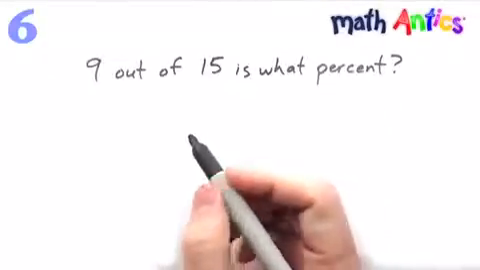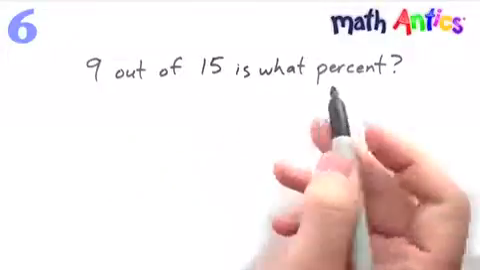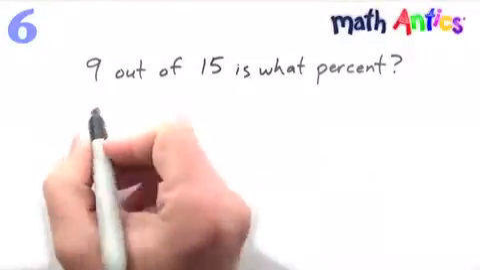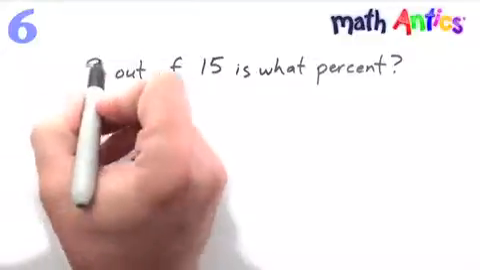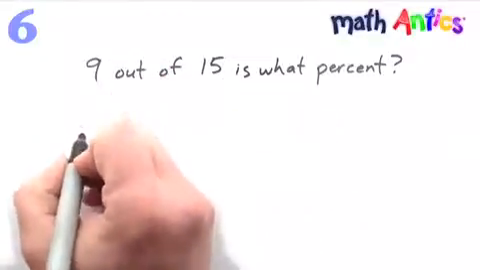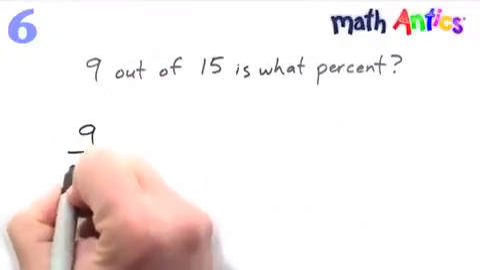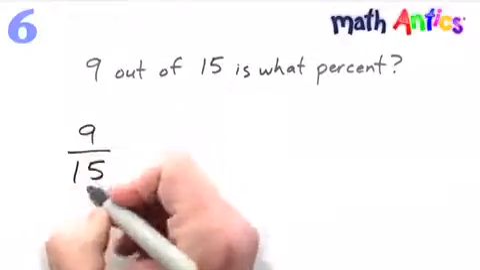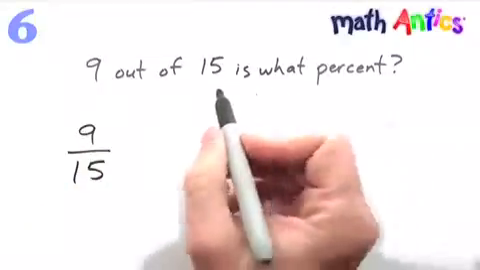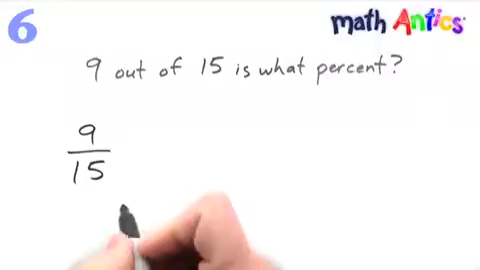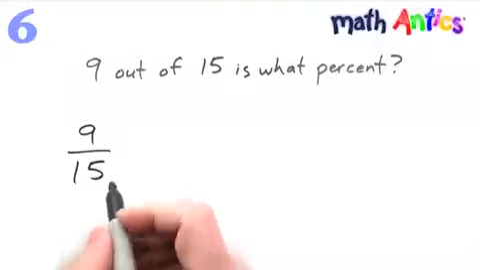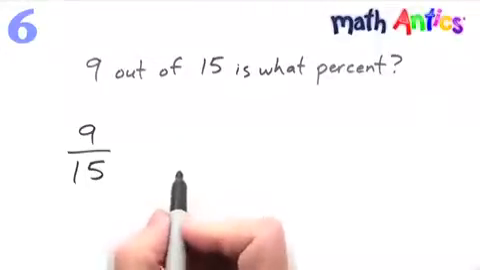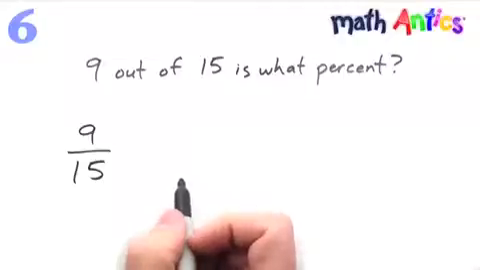For this problem, we have 9 out of 15 is what percent? So 9 out of 15, 9 is the part, 15 is the total. So let's write that as a fraction, 9 over 15. And now we need to figure out what the percent form of this fraction is. 15 isn't an easy number to convert into 100 to be the bottom number of an equivalent fraction.